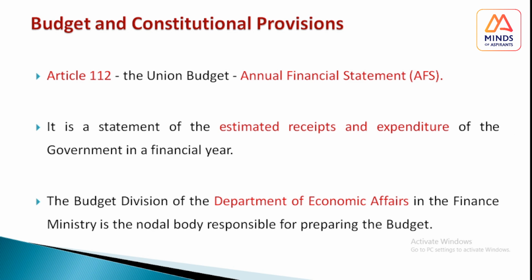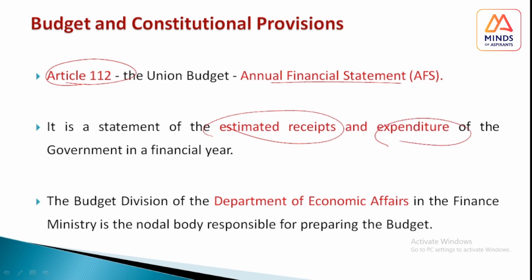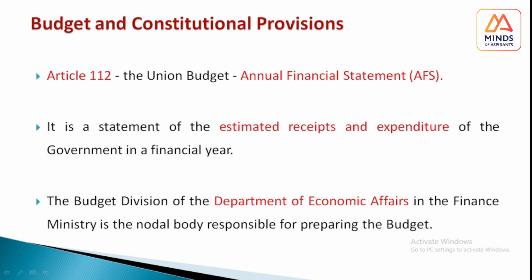Generally, budget as a term has no mention in the Constitution of India. In the Constitution, in Article 112, it's mentioned as the annual financial statement. This annual financial statement represents the estimated amount of receipts, that is the income, and the expenditure of the given financial year. As simple as that. Who prepares this budget? It is the Department of Economic Affairs in the Finance Ministry that develops this budget. So there are 3 points in this slide: Article 112, the estimate of receipts and expenditure, and the Department of Economic Affairs in the Finance Ministry.